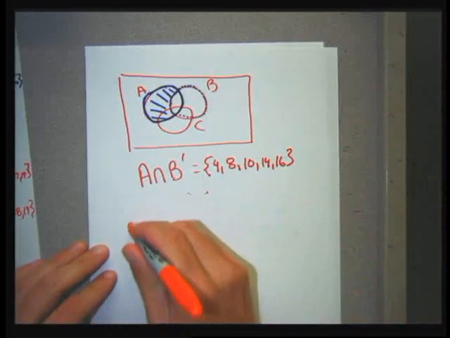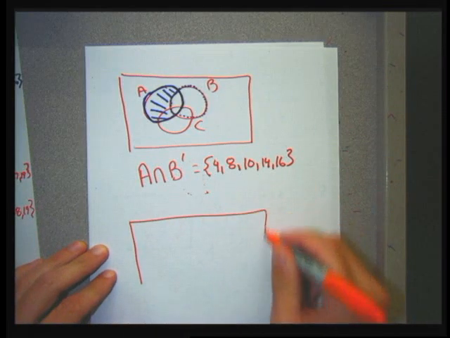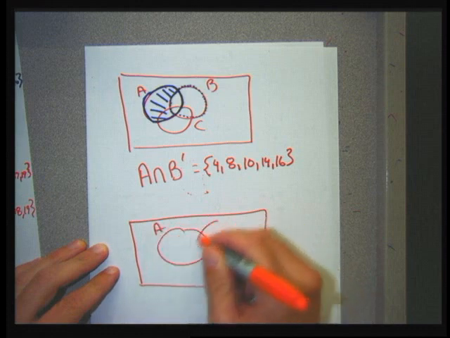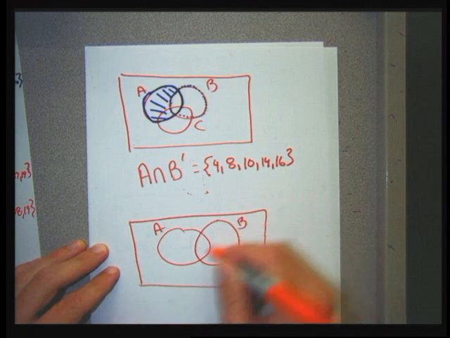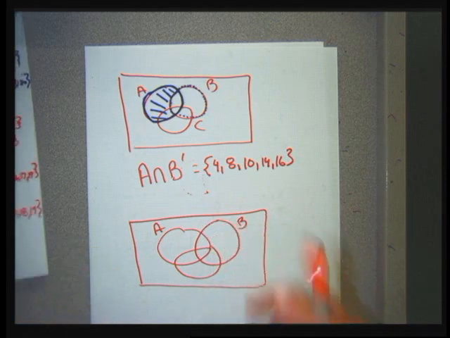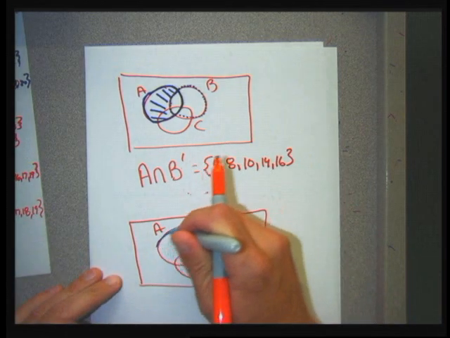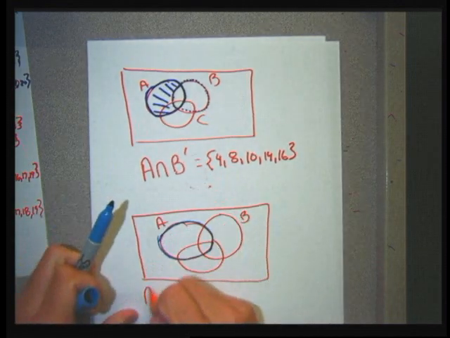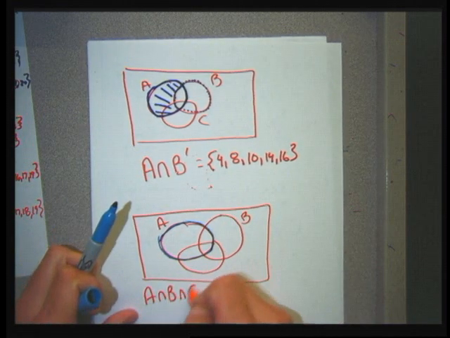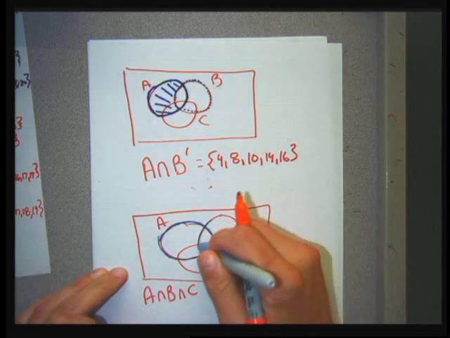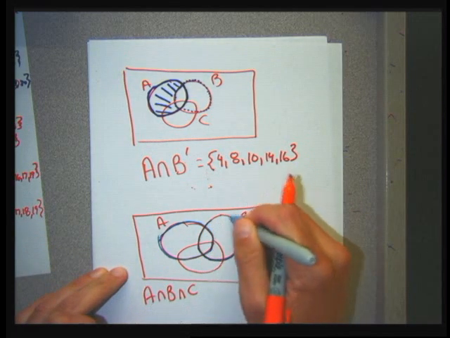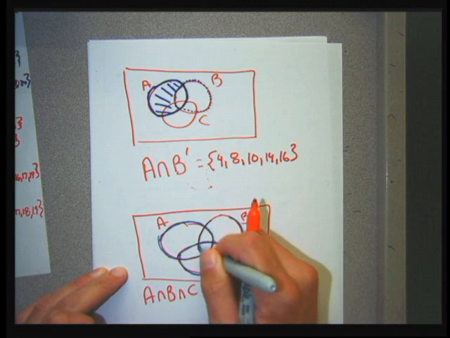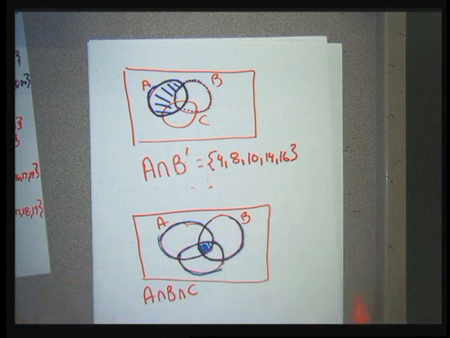The triple intersection is real easy. For the triple intersection, I need to be in all 3 circles simultaneously, and that's the region where all 3 circles overlap. So I need to be inside the region of A. So do A intersection B intersection C. I have to be inside the A circle, but I also have to be inside the B circle. And I have to be inside the C circle. The region that's simultaneously inside the 3 circles is that region right there.